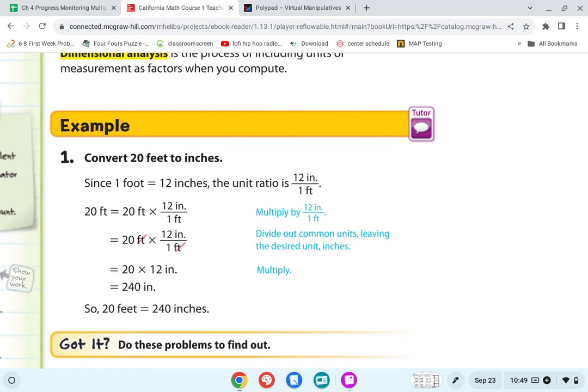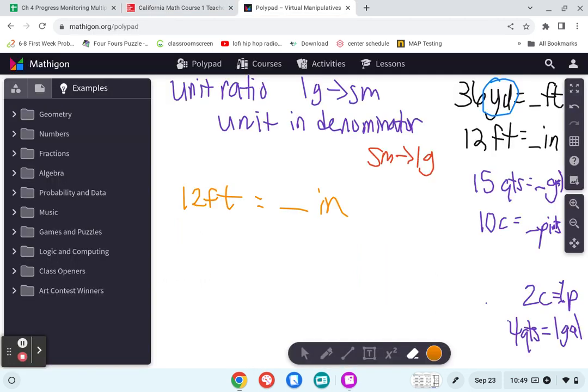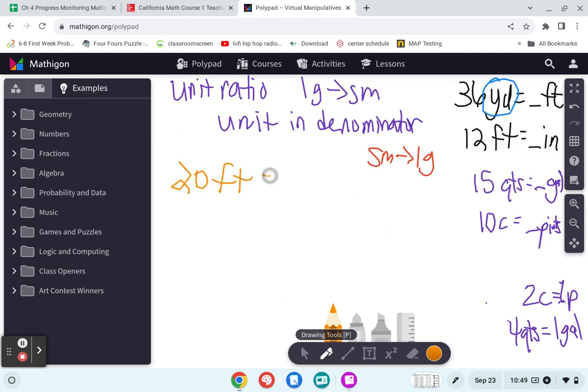Okay, so we can look at the example they gave here. I want to convert 20 feet to inches. I want to just show you, and let me just go ahead and erase some of this stuff here. 20 feet to inches, I'm going to show you the different ways we can do that. 20 feet equals how many inches? What do I know about the relationship between feet and inches?